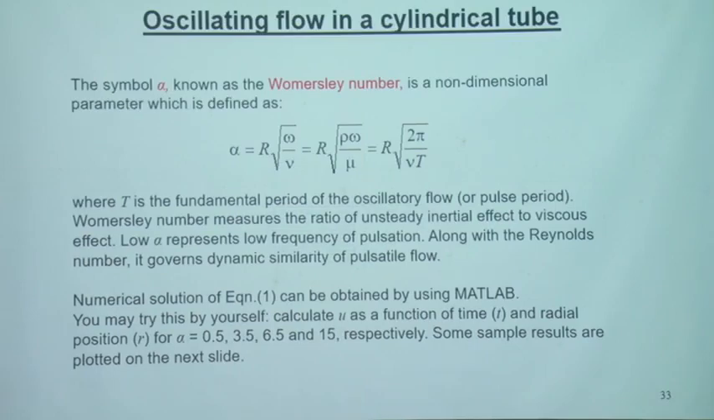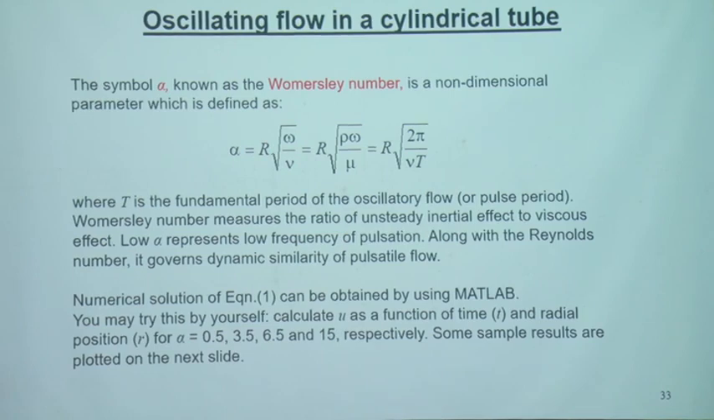If you look at the dimensionless parameters we're interested in, here we use the symbol alpha to denote the Womersley number. The Womersley number is very often referred to when we describe blood flow in the cardiovascular system. This is defined as the ratio of angular frequency to kinematic viscosity. It's also a function of the size of the radius.